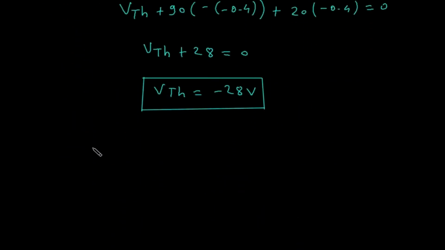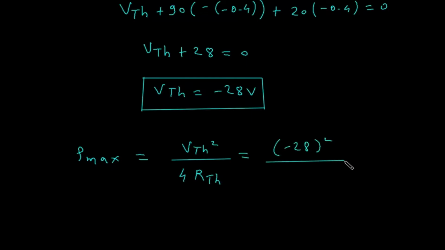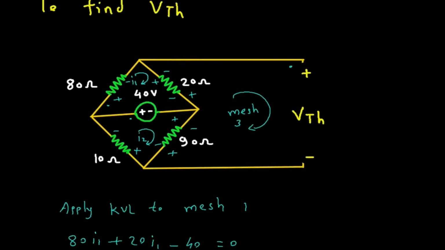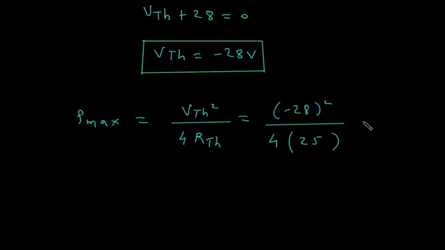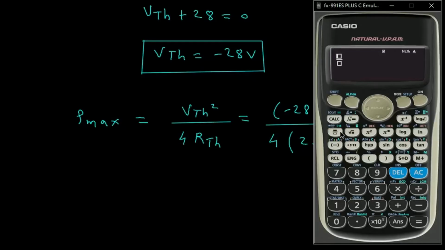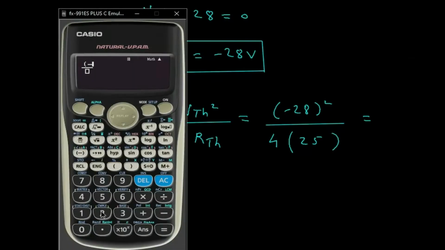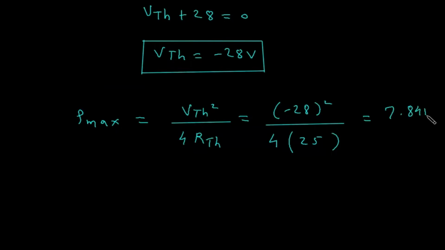Pmax will be equal to VTH square by 4RTH. VTH is minus 28 square divided by 4 into RTH. Now RTH is 25 ohm. So this will be minus 28 square divided by 4 into 25. 7.84 watt is the value of Pmax.